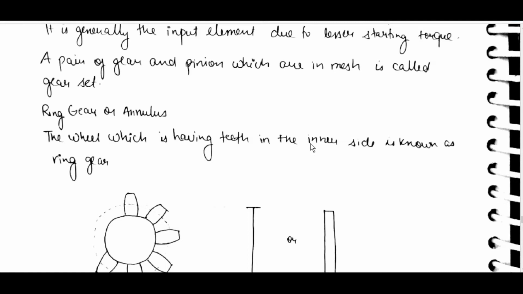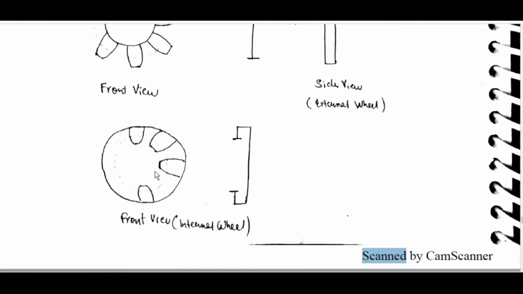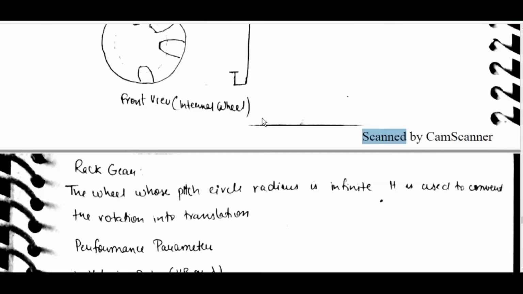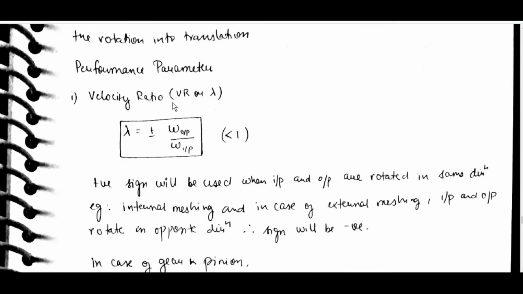Ring gear or annulus: the wheel which has teeth on the inner side is known as a ring gear. Front view, side view, it will be like this. An external wheel has external teeth, while an internal wheel will have internal teeth. Rack gear: the wheel whose pitch circle radius is infinity. It is used to convert rotation into translation.